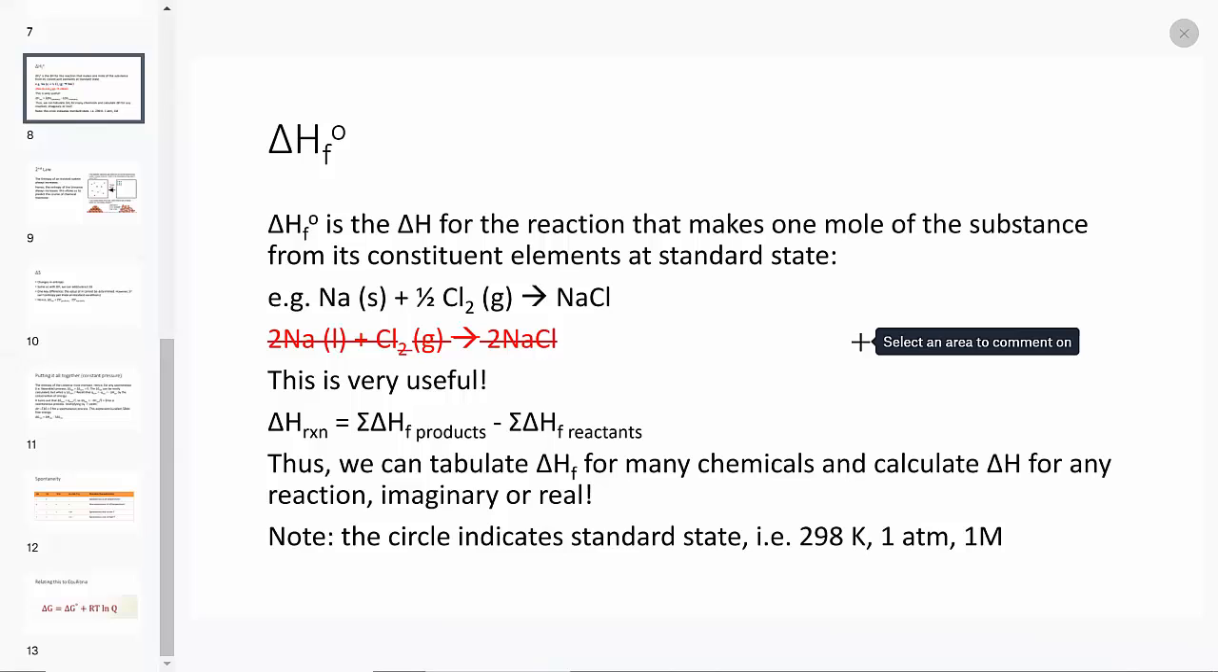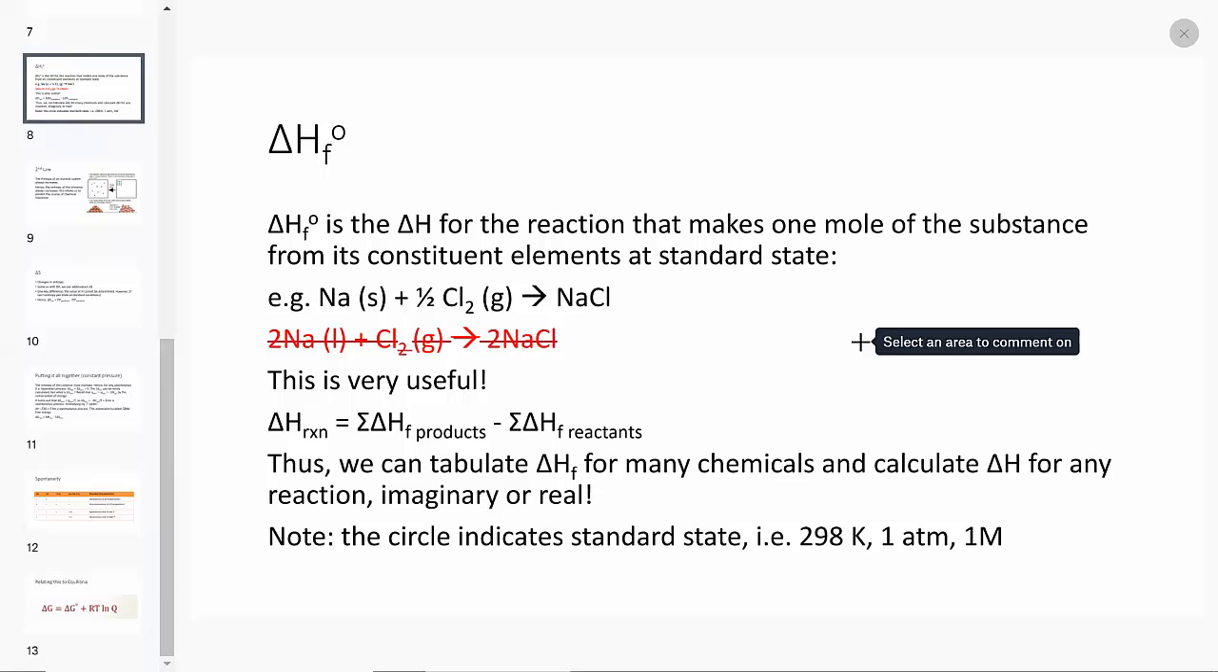What we can do, however, is tabulate values of enthalpies of formation for all the molecules out there. And it's actually not too difficult to do this. We can tabulate these values based on other reactions or direct measurement. And then using that, we can calculate the delta H for any reaction in the world, whether that reaction actually happens or whether it doesn't.